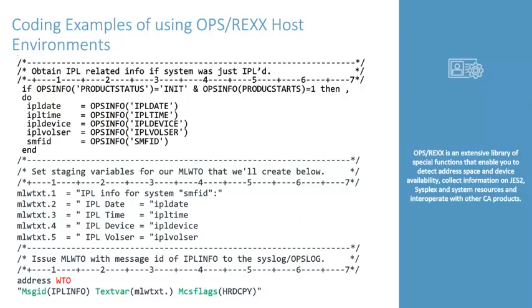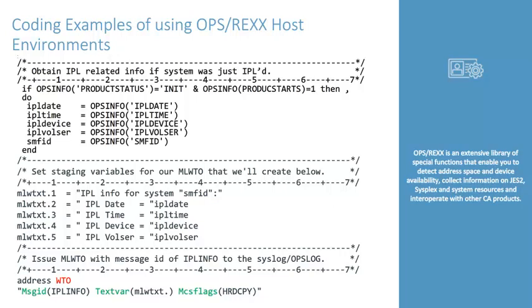Like the previous address WTO example, this code is taking information from the current environment, but it will be generating an MLWTO or multi-line message to create more of a banner alert or informational message. The TEXTVAR WTO keyword instructs the WTO code to issue an MLWTO versus a single line message as defined by the text keyword.